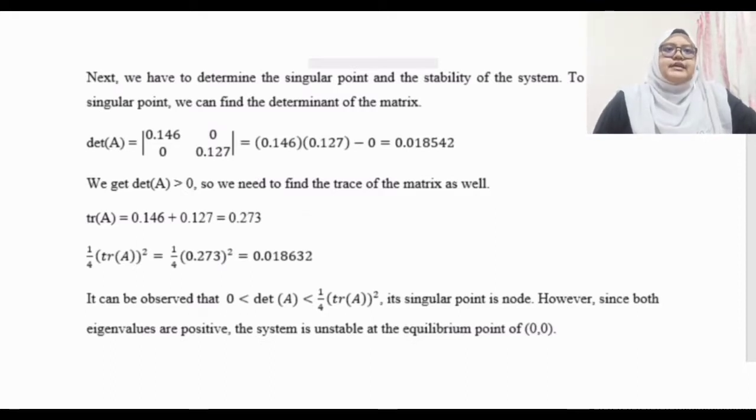So, we calculate the determinant of the matrix, which shows us that the value is larger than 0. So, we calculate the trace of the matrix as well. It can be observed that the determinant of the matrix is larger than 0 but smaller than 1/4 times the trace of the matrix to the power of 2. Thus, its singular point is known. However, since both of the eigenvalues are positive, the system is unstable at the equilibrium point of (0, 0).